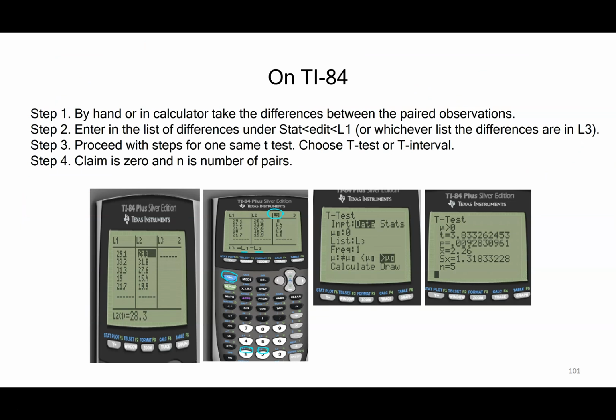So here are instructions for the TI-83 or 84. There's just really one extra step. You have to create a column of the differences, and it's pretty much a breeze making it. And then you just do that t-test function on the differences. It's the same as a one-sample t-test on the differences, where that null value is almost always 0.